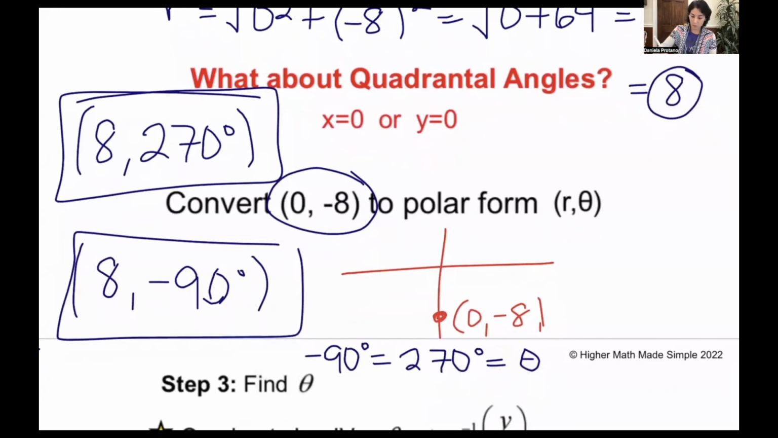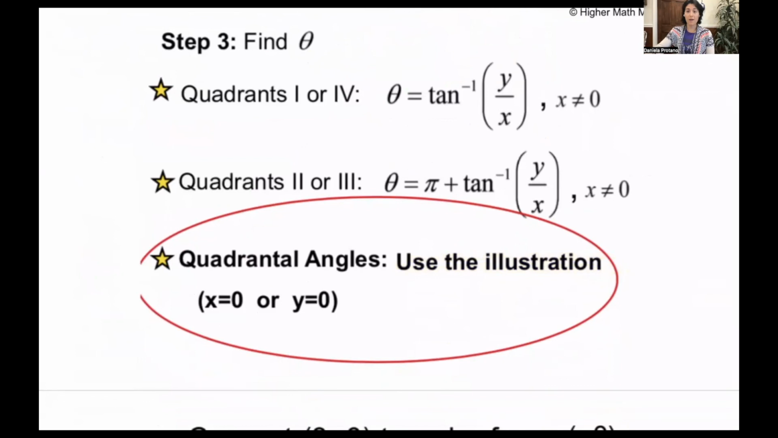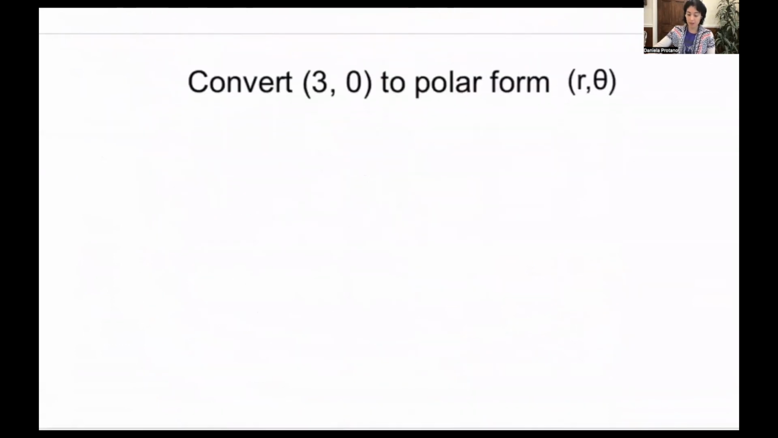Now, is it a coincidence that our radius, which was 8, is the same as the absolute value of the y-coordinate? I'm not talking about the signs here, but the actual number. It's not a coincidence. So if you want to use that as a shortcut, it would always be that positive. If you have a rectangular coordinate that's on an axis, you're going to find that angle by just drawing or sketching that ordered pair and using the picture or the illustration to figure out where theta is. So that's actually the easiest one.